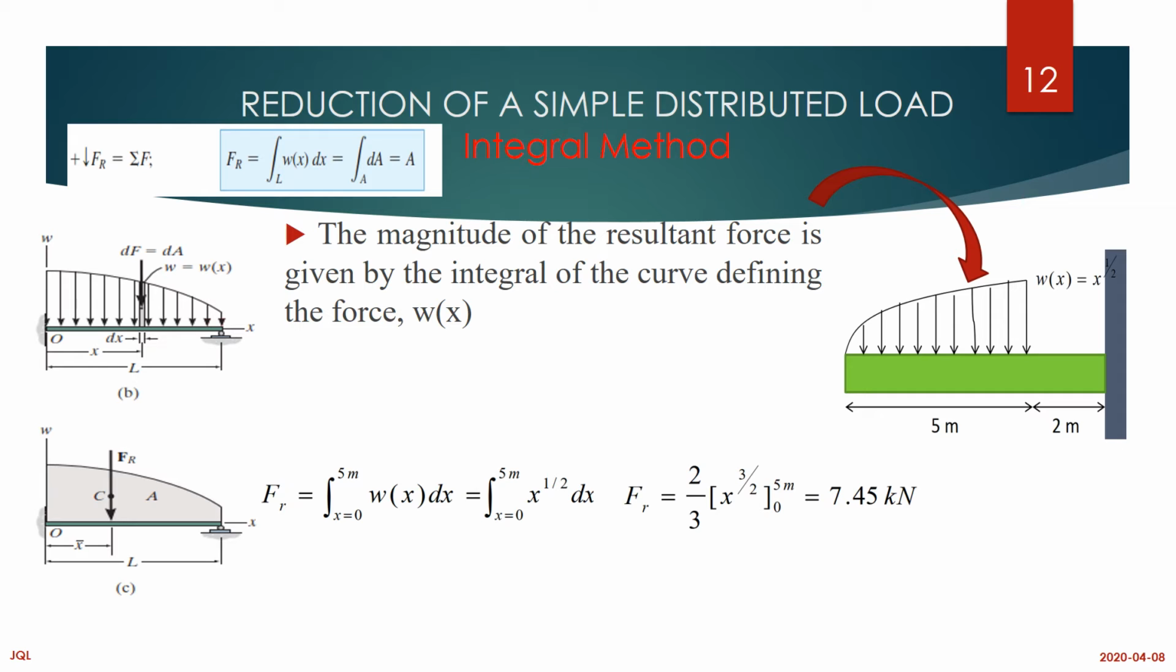The magnitude of the resultant force is given by the integral of a curve defining the force Wx. In this case, we have an example where the force itself is x to the power half. How do we calculate the magnitude? We are just going to integrate from 0 to 5, and the equation for our curve is x to the power half. You do your integration, and you find your FR, your resultant force, is 7.45 kilonewton.